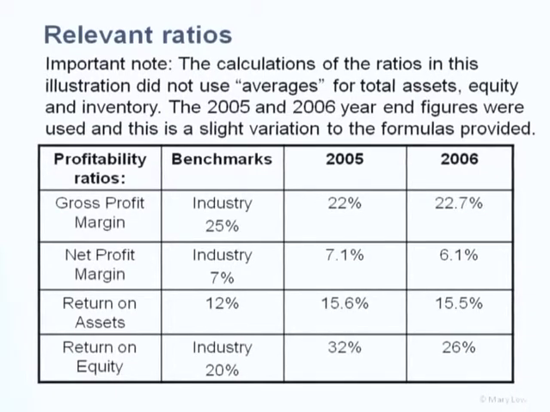Next one is net profit margin. Net profit margin is net profit divided by sales. For every $1 of sales, how much net profit can you generate? Higher is better. From 05 to 06, you are worse, and then you're worse than the industry average of 7%. So fix the problem.